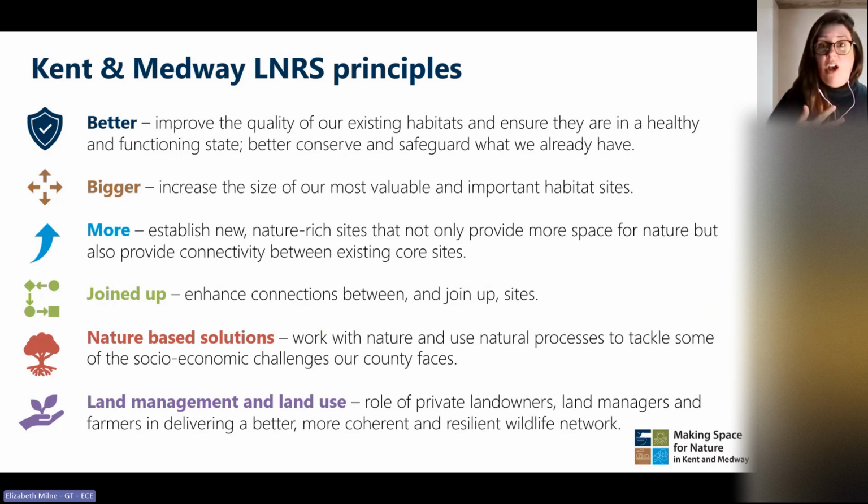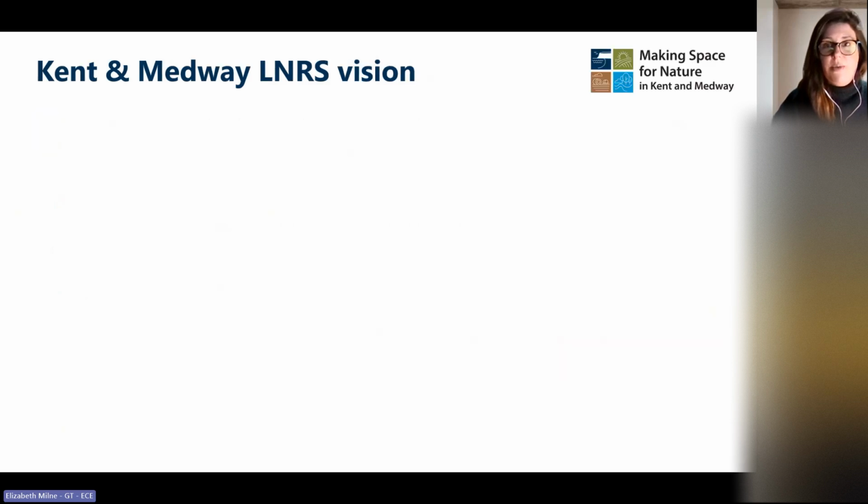So we decided that all of our strategies should be aimed around achieving the Lawton principles, but bolted on 2 additional principles that related to working with nature and the use of natural processes, and also focusing on the important role that our private landowners, land managers and farmers have in delivering a better and more coherent and resilient wildlife network. And that is particularly key for Kent because we do have so much land under agricultural processes and in private ownership. So all of our potential measures, our actions that are proposed within the strategy, are designed to deliver against those 6 principles.